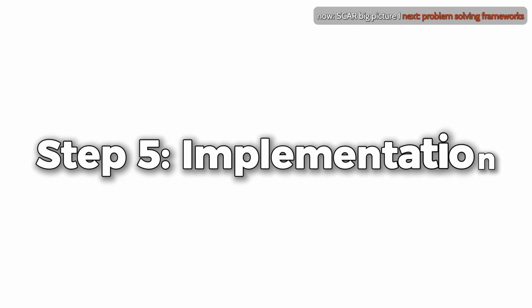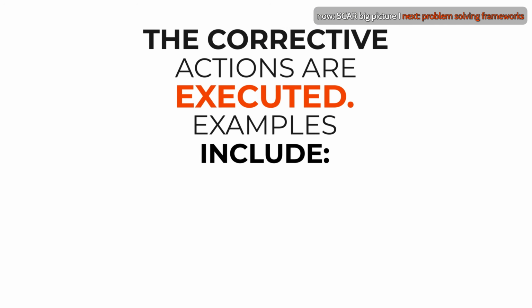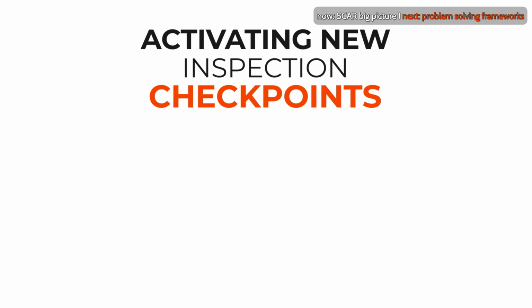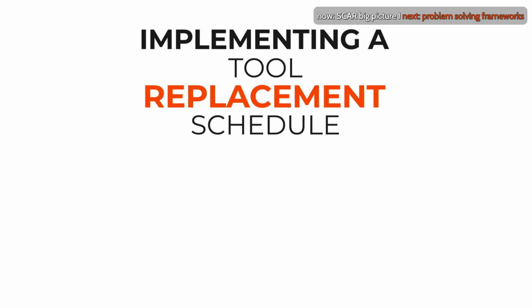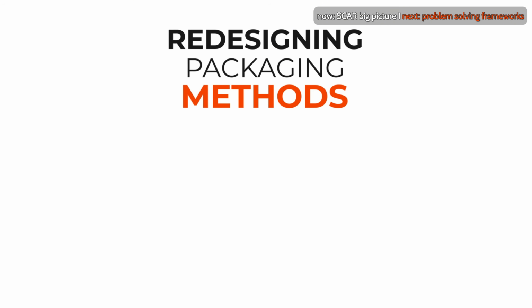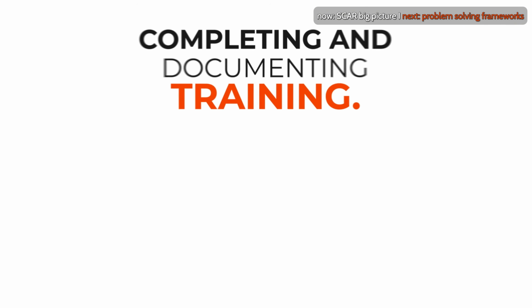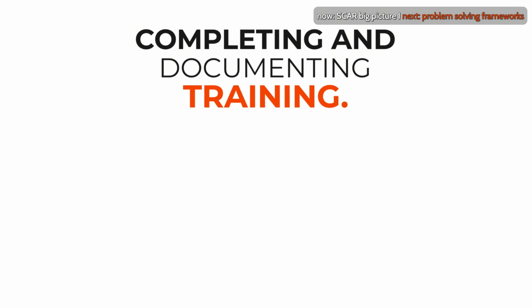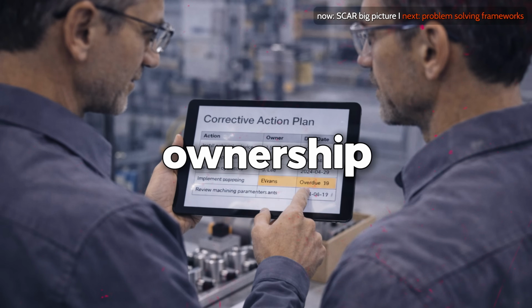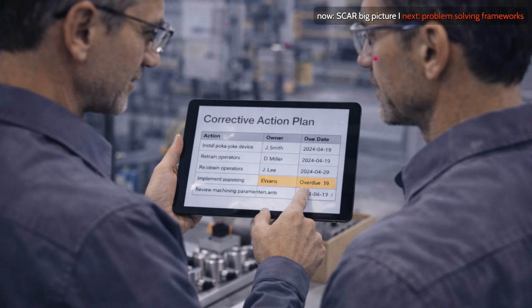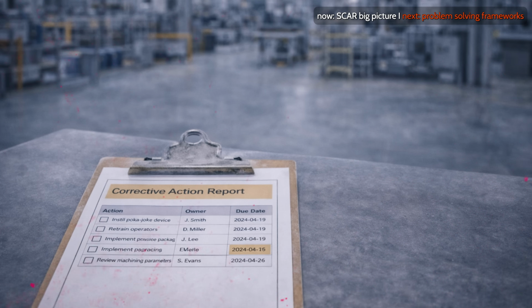In the implementation phase, the corrective actions are executed. Examples include activating new inspection checkpoints, implementing a tool replacement schedule, redesigning packaging methods, adjusting ERP parameters, and completing and documenting training. Implementation must have ownership and a defined deadline. Without execution discipline, corrective action remains theoretical.